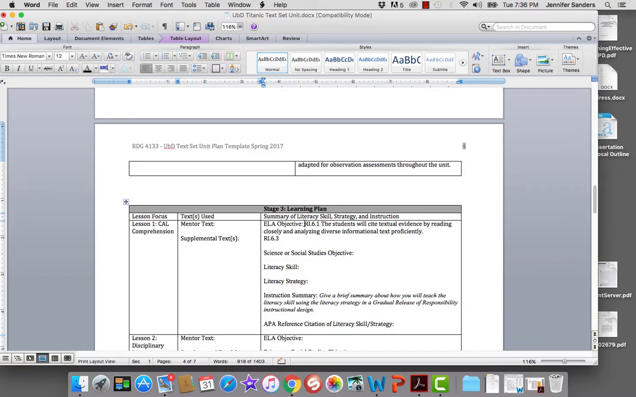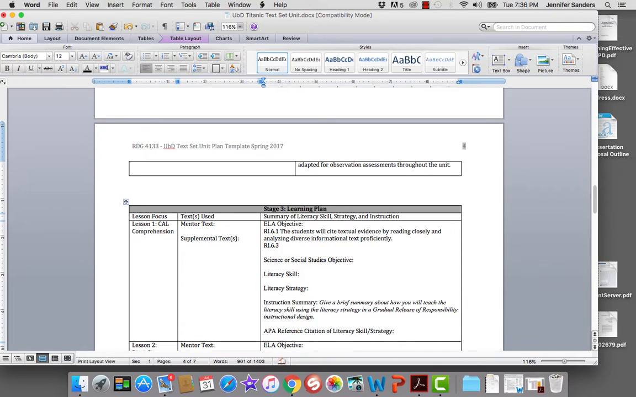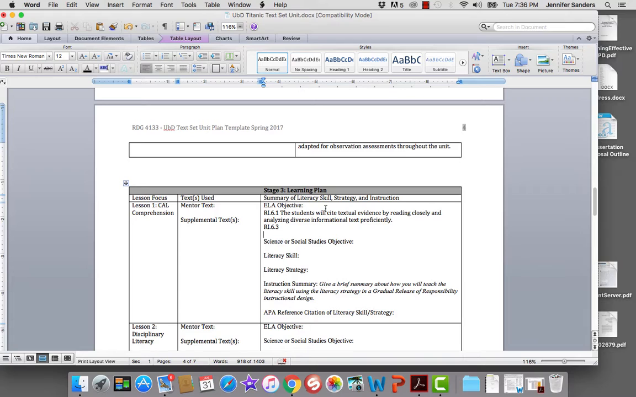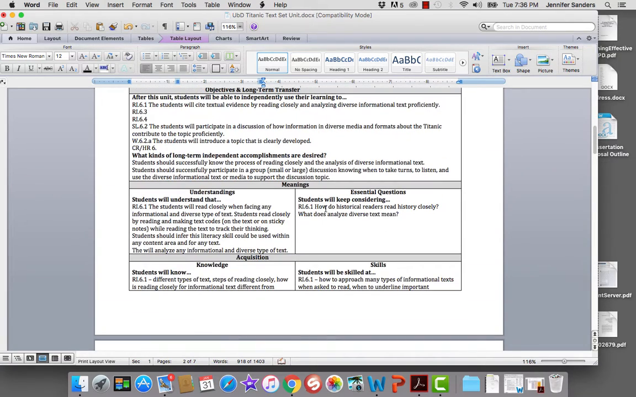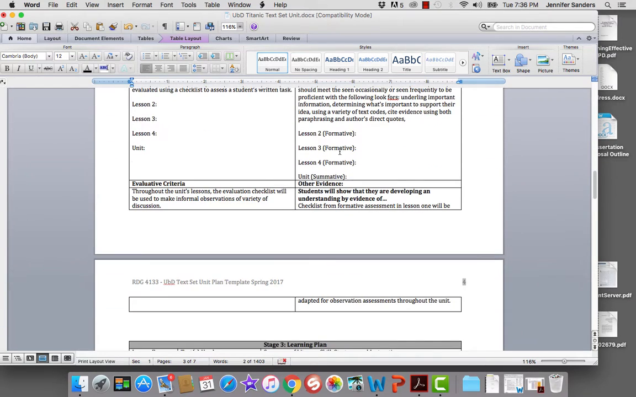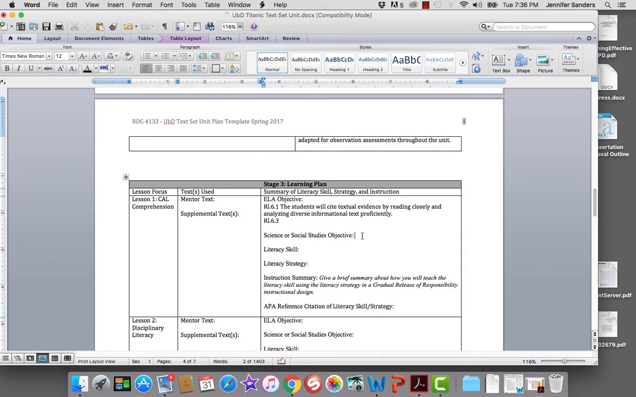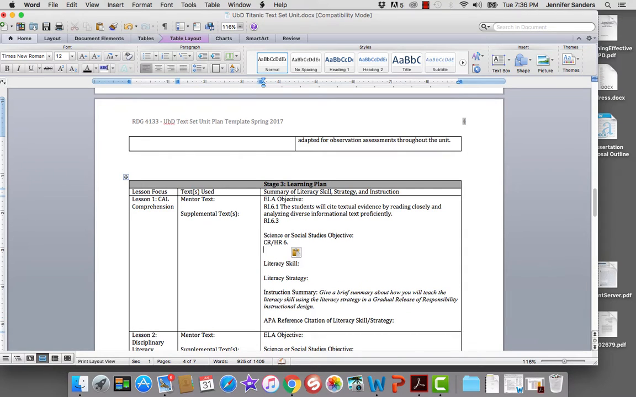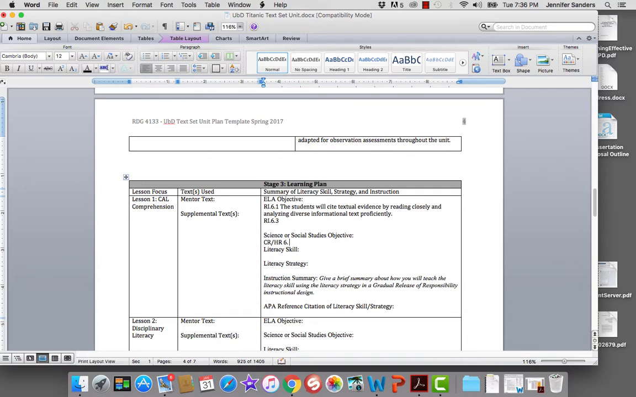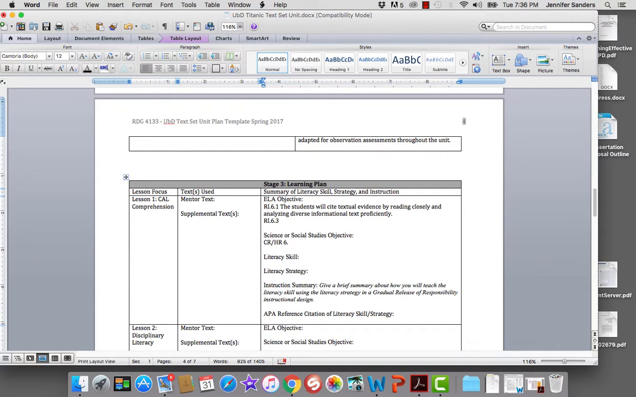So I have RI 6.1, and then I'll list RI 6.3, and notice I'm listing the objective, not the standards. Then I'll also put my history standard, which is CRHR 6. And that will go here. And of course, you're going to list out your objective, which all comes from stage 1. All that work is paying off.